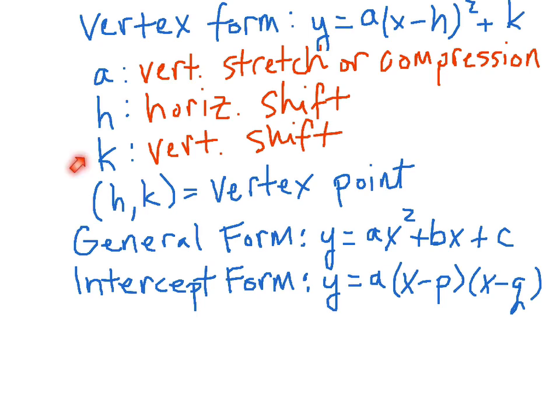Now, k is friendly. k is what it is. So if it says plus something, then it's above the x-axis. If it says minus something, it's below the x-axis. These are the other two forms that we've seen, general form and intercept form. In another video, you'll see how we convert to all three forms.